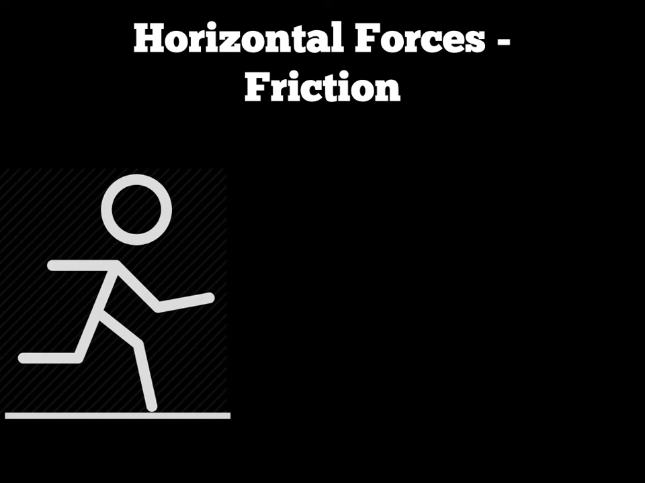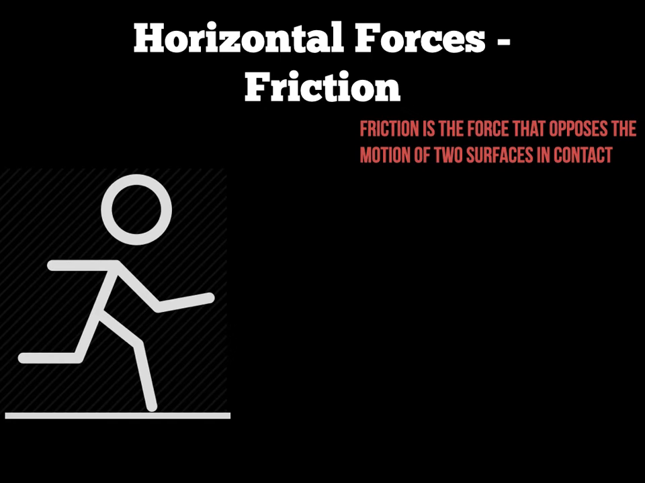The second horizontal force is friction. Now, if you think about reaction and weight, what we said about the vertical forces, they run opposite. Friction works opposite to air resistance. So that's the first thing to have in your head. The definition of friction is a force that opposes motion when two surfaces come together or are in contact with each other.